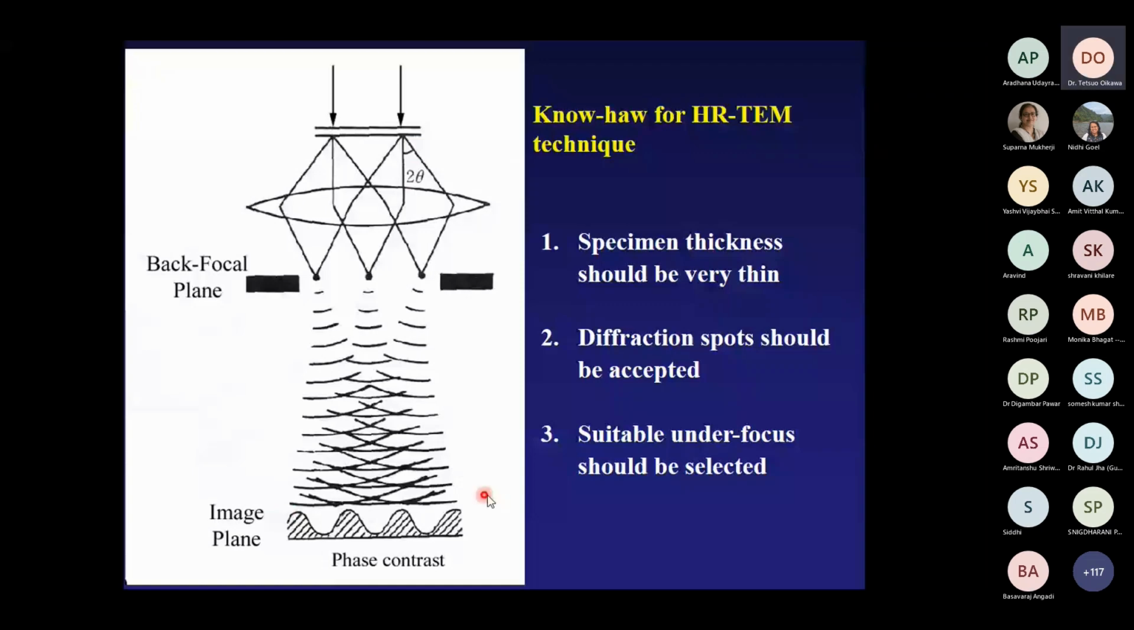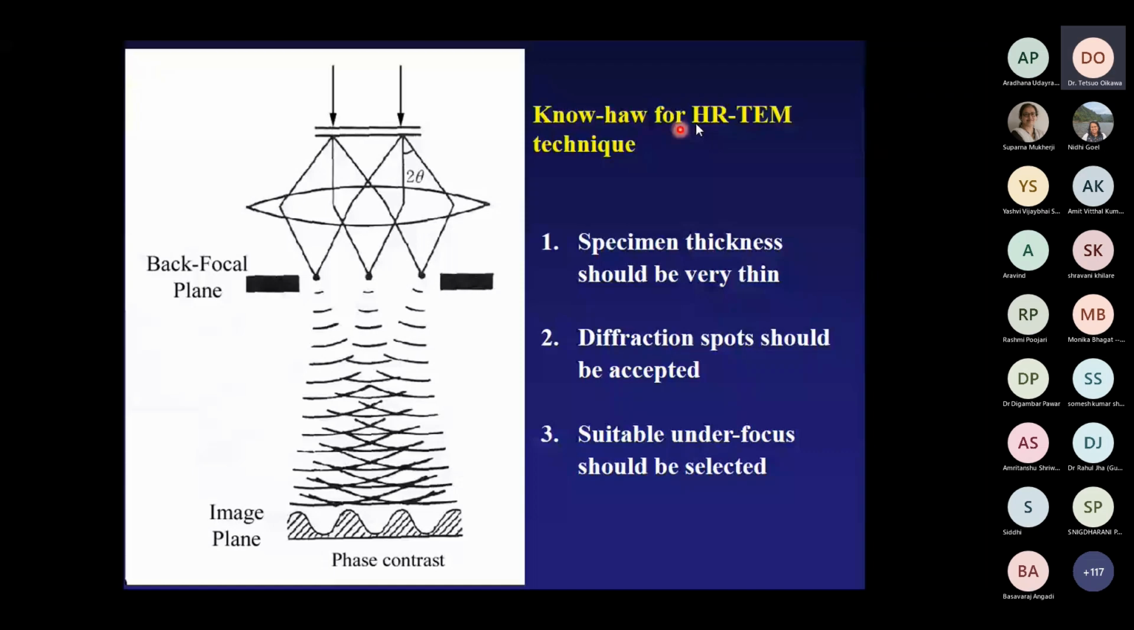Okay. In order to perform high resolution imaging, specimen thickness is very important and should be very thin. Because if the specimen is thick, electrons generate multiple scattering. The phase shift becomes very confusing. Single scattering is expected. We prefer a very thin sample.